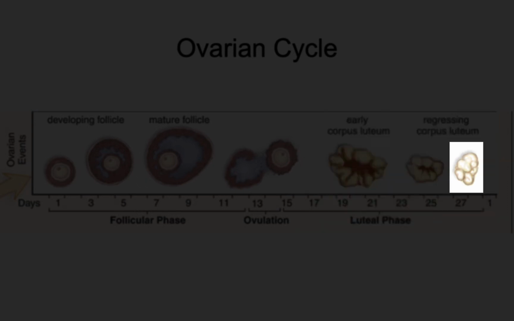If the egg is not fertilized, or if the fertilized zygote does not implant into the uterine wall by day 19, the corpus luteum will degenerate and the hormones that it secretes will diminish.